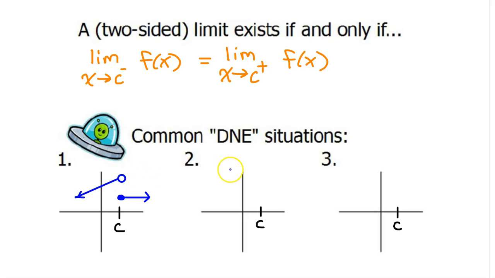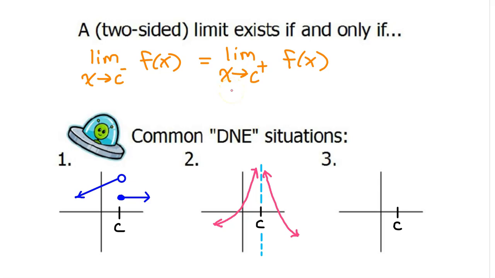Here come 3 common situations where the limit does not exist. We already spoke about the first one, where there is a jump discontinuity. The limit does not exist at c. Also, if there's a vertical asymptote at c, the limit as x approaches c does not exist.